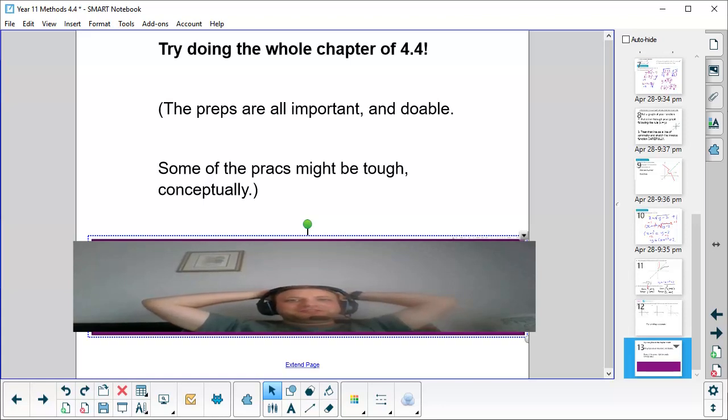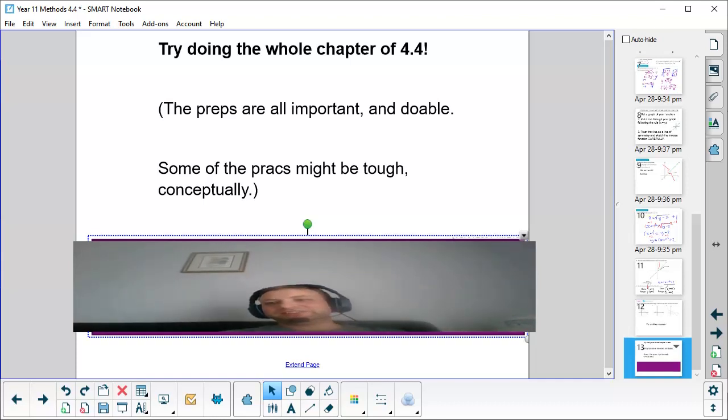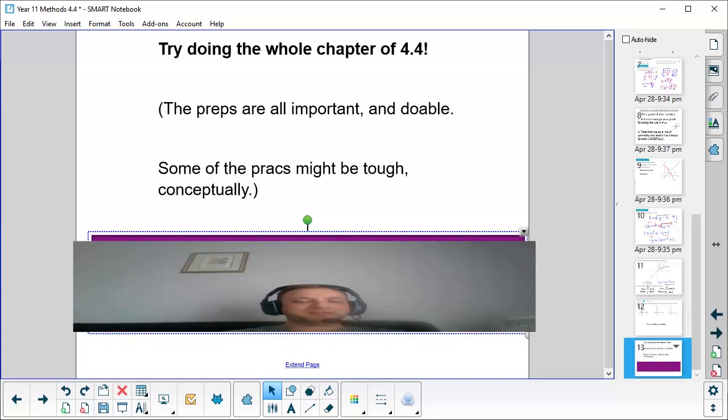So we want to try to do the whole chapter if we can. The preps are all really important. They're all really doable, using just the worked examples and the stuff that you've just heard. So make sure you have a go at them and try to get them right. The pracs are a bit tougher. They're a bit more theoretical. But I'm going to, in a second, go over some of the theory around them in case you want to have a good go at them. So if you want to ignore them and go do some work now, you can. Otherwise, stay tuned for this example.